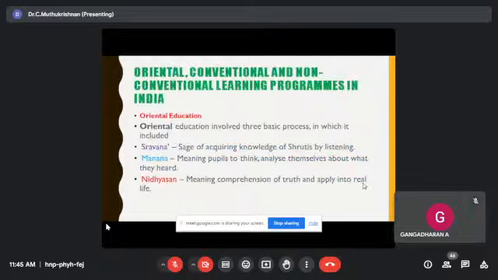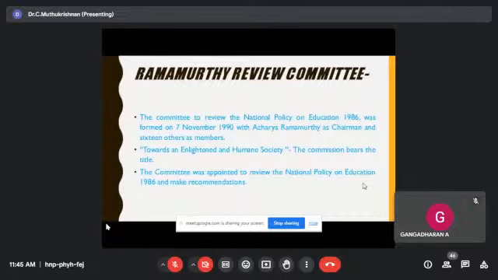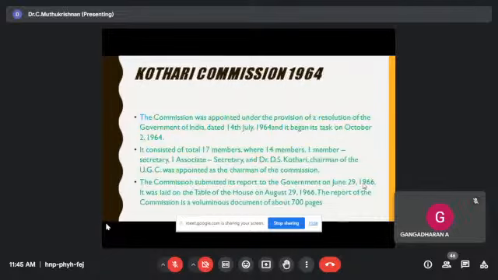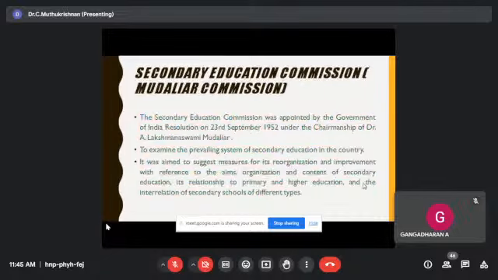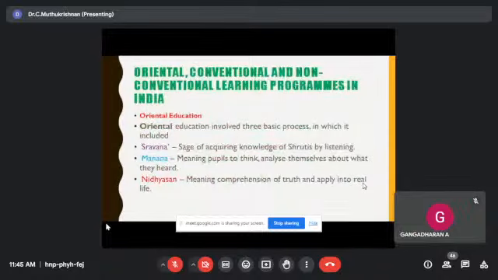And Oriental conventional and non-conventional learning programs in India. After that, the Ramamurthy Education Committee, the Kothari Education Committee, and the Secondary Education Committee, which means the Mudaliar Education Commission and the Radhakrishnan Education Commission. We just have to think about the Oriental conventional and non-conventional learning programs in India.